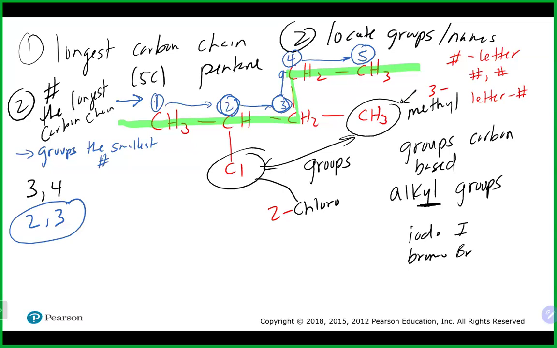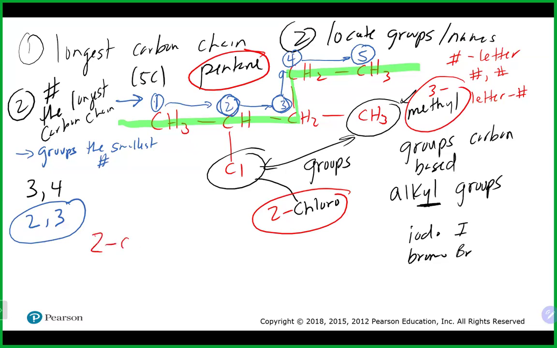All right, so all we have now is basically this, right? We got this group and we got the base of our name. So alphabetical between M and C, which one comes first? Yeah, so this is going to be 2-chloro-3-methyl.